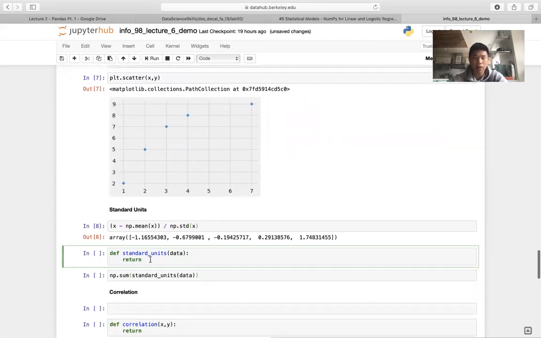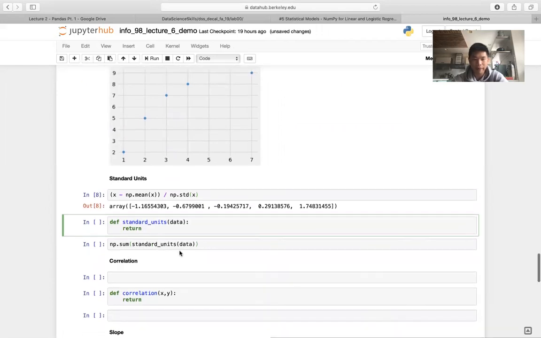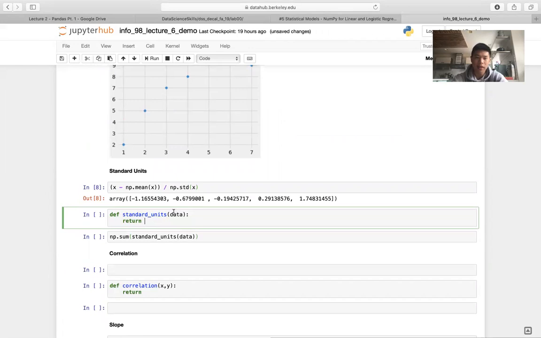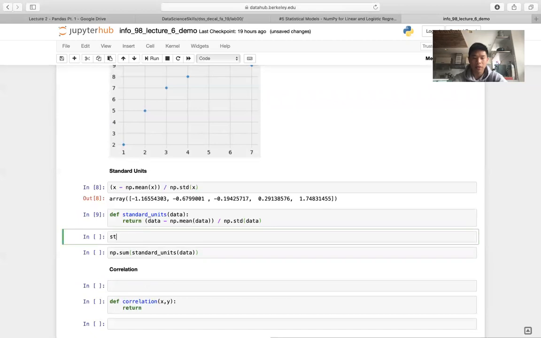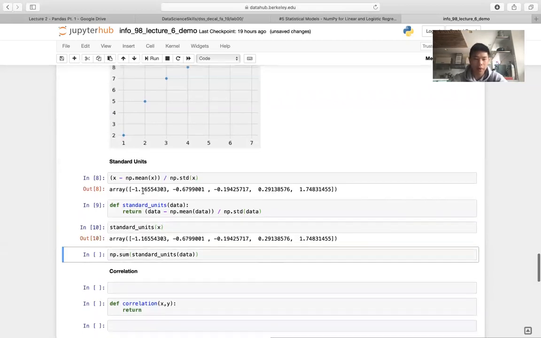So now let's code a method so that it's easier to apply across all things. Let's say we have something called data. We want to apply the same exact formula. So it'd be data minus np.mean of data, divided by the standard deviation of data. If we run that and we just run standard units on X, we get the same exact array because it's the same output.